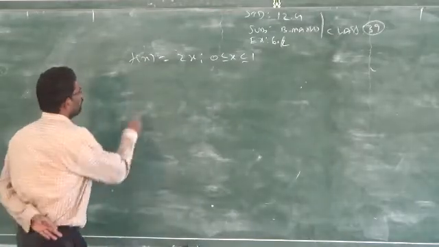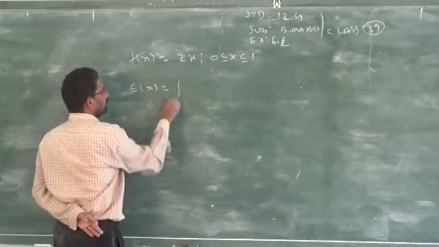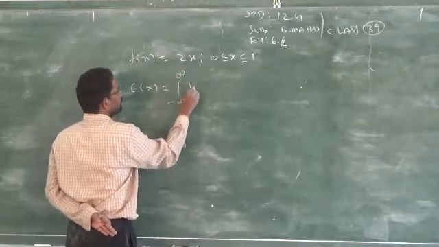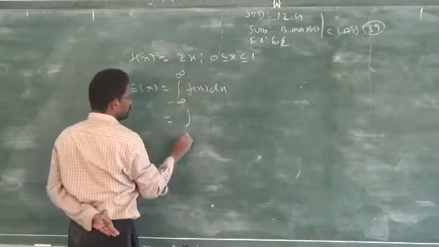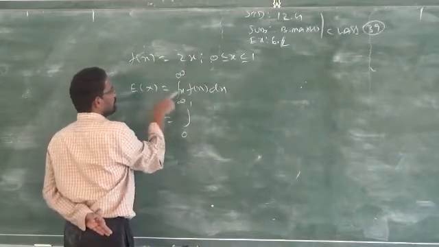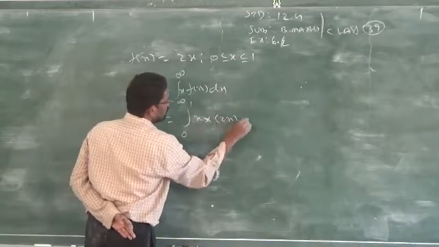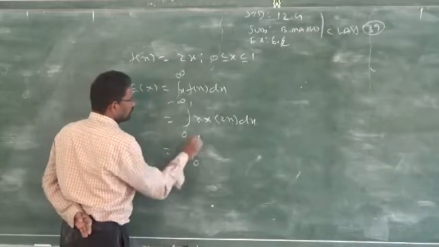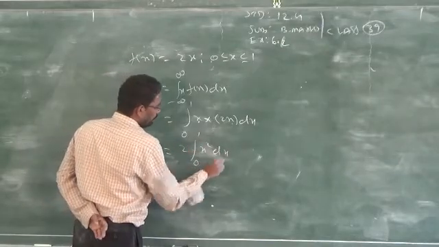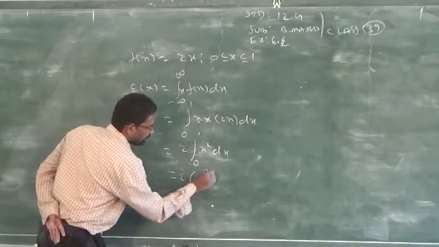Find the expected value. So, this is the expected value of x. I wrote already the formula: the integral from minus infinity to plus infinity of x f(x) dx. Here the limit is given 0 to 1. What is the formula? x into f(x), and what is f(x)? 2x into dx. So x into 2x gives x square, 2 is the constant, integral from 0 to 1 of x square dx. Now, 2 times the integration of x square, which is x power 3 by 3.